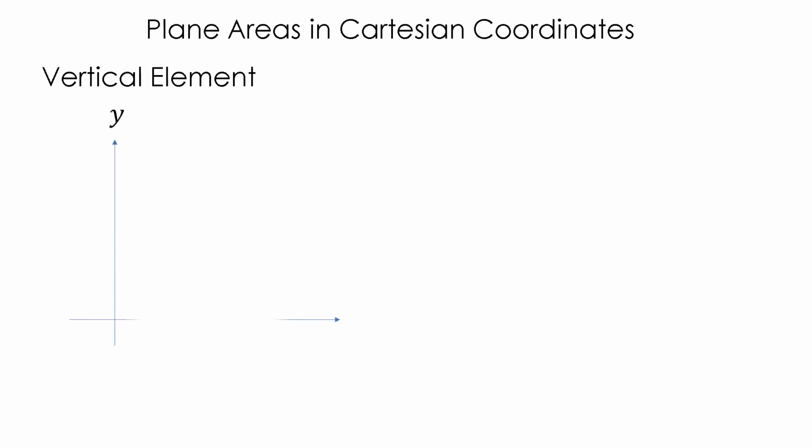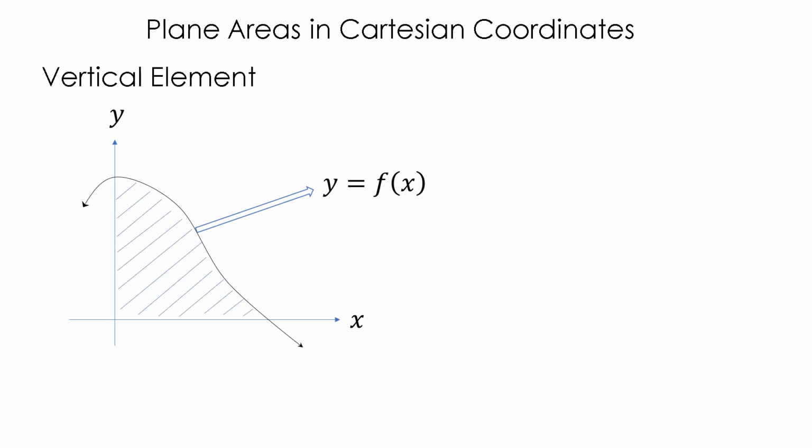Considering the y and the x-axis and a curve whose equation is y is equal to the function of x. If we wanted to solve the area bounded by this curve and the axis, we can introduce the vertical element. The vertical element is a rectangle whose width is a differential of x or dx and whose length is y. Solving the area of this rectangle is a differential area equivalent to y dx. Y is the length and dx is the width.